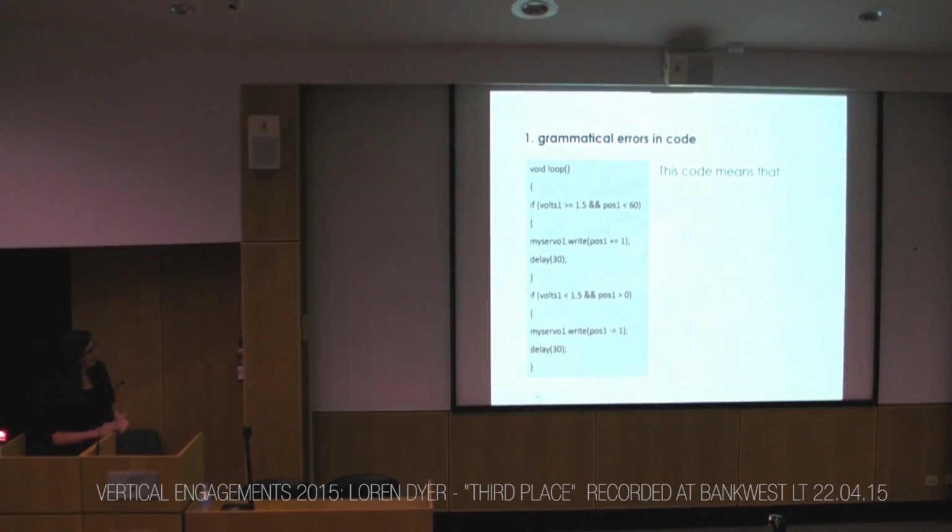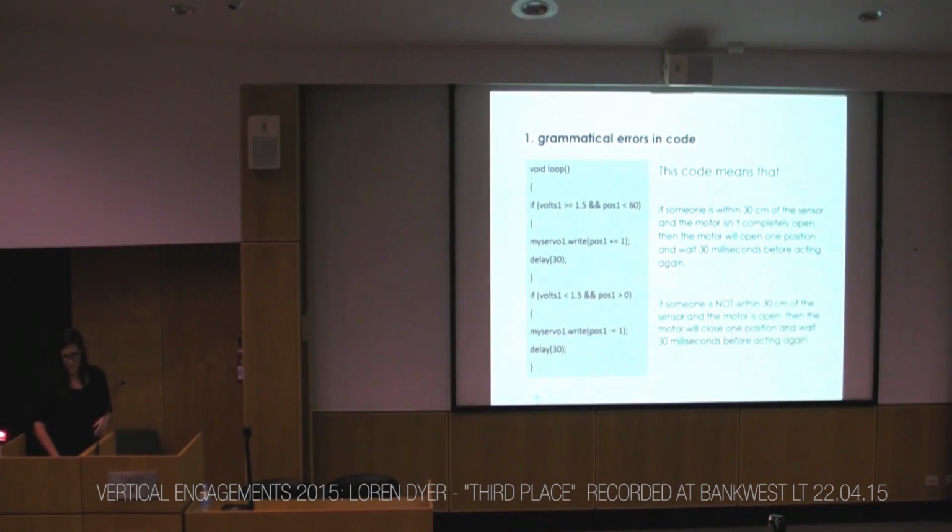As an example, this was part of the code that I used, and this first bit means that if somebody is within 30 centimetres of the sensor and the motor isn't completely open, then the motor will open one position and wait a little while before it does anything else. But if somebody isn't within 30 centimetres and the motor is open, then the motor will close one position and wait 30 seconds before it does anything else.